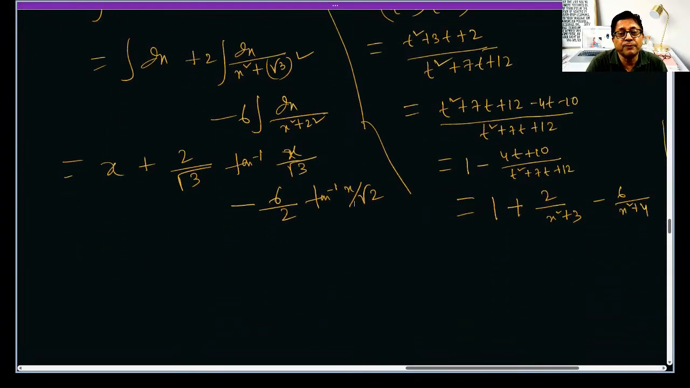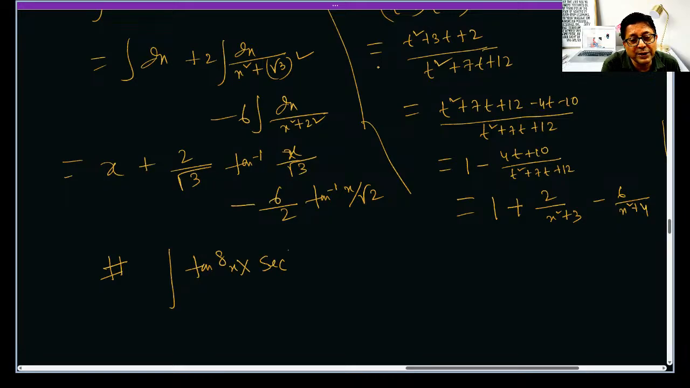From the book I have, I found a problem like this: tan to the power 8x into sec to the power 4x. So how to solve this sum? Make a substitution, tan x equal to z. There is a manipulation, that's why I have selected this.